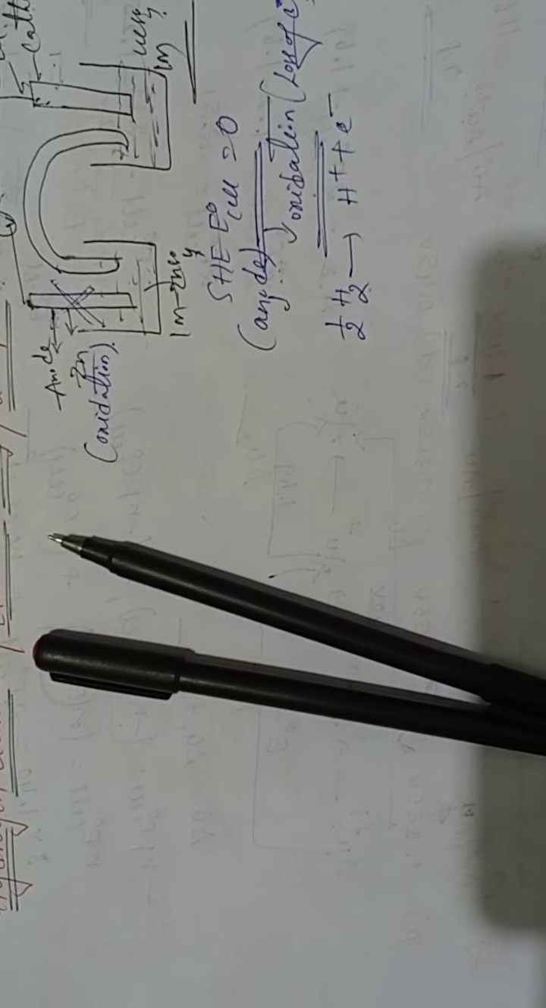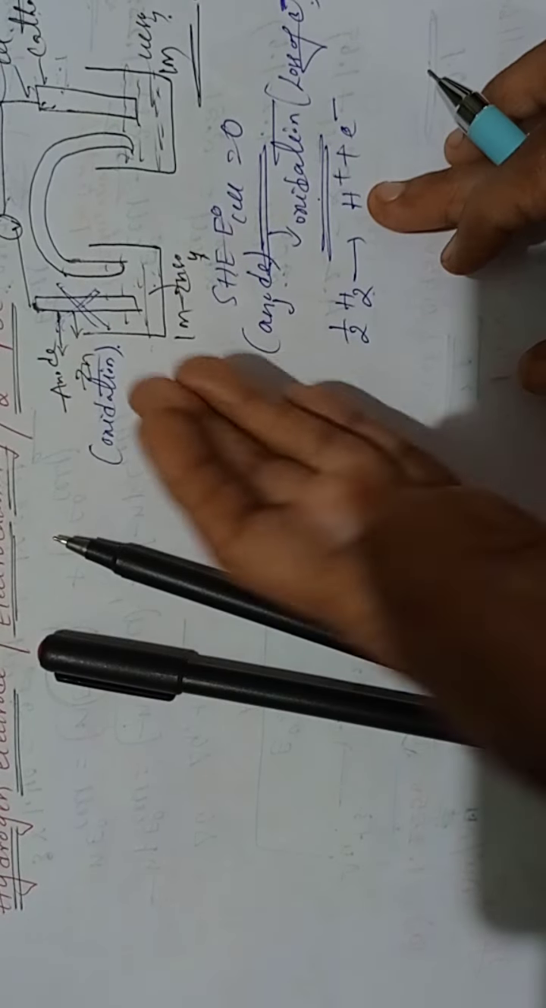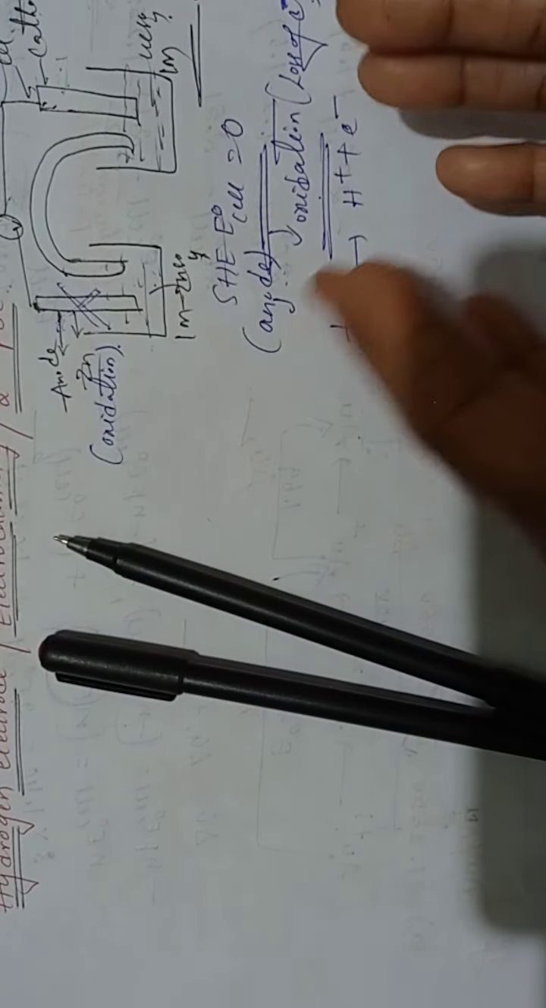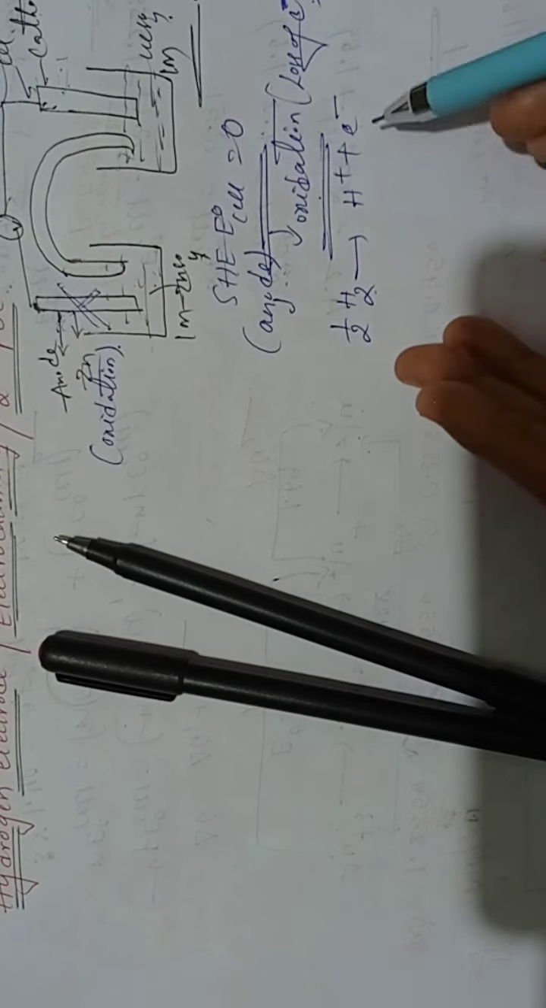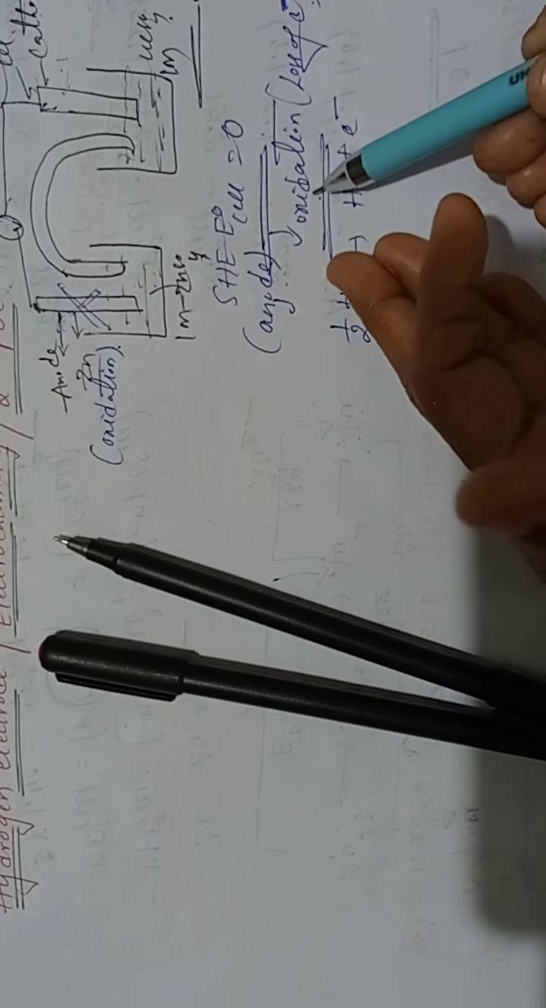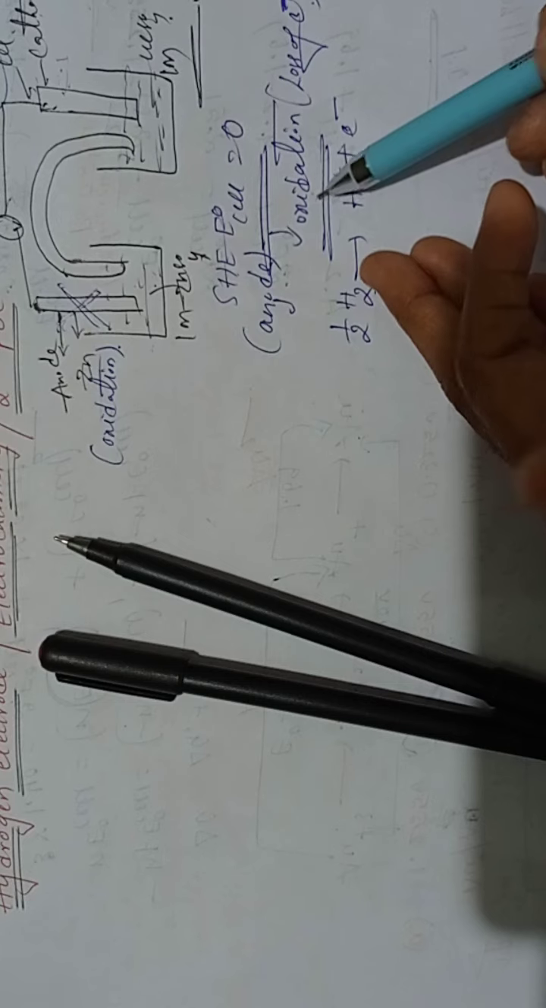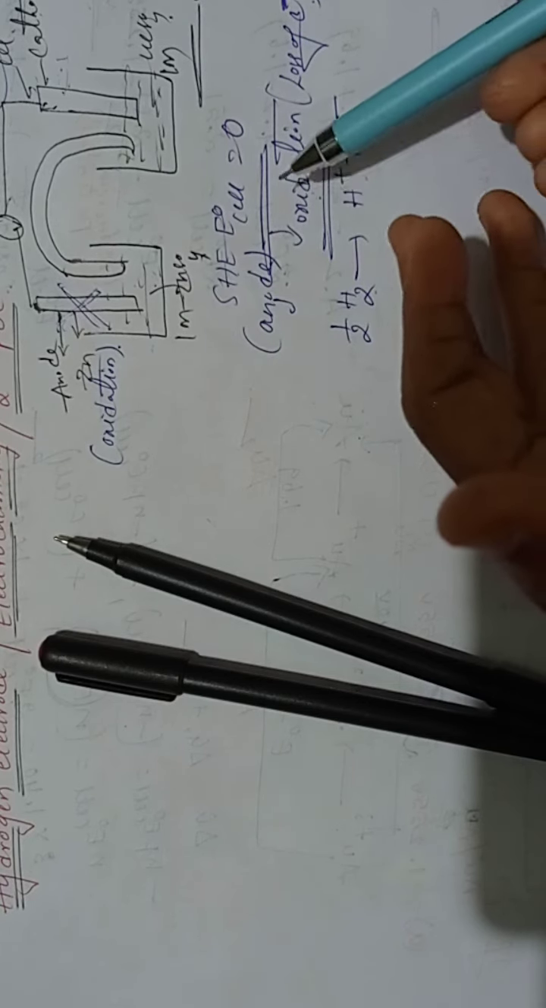Understanding? So, loss of electrons. This reaction is taking place at the anode. Now I want to calculate the oxidation potential. This is the oxidation reaction, so that's the oxidation potential we can calculate for SHE.